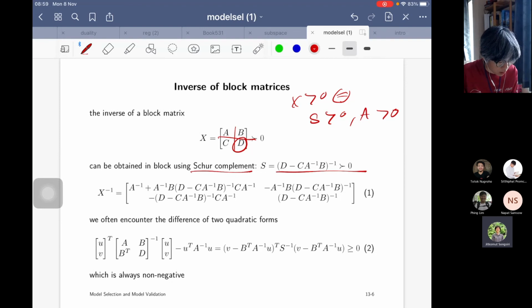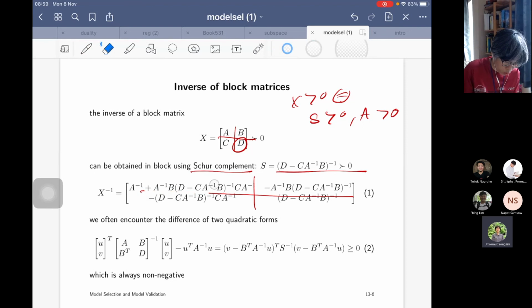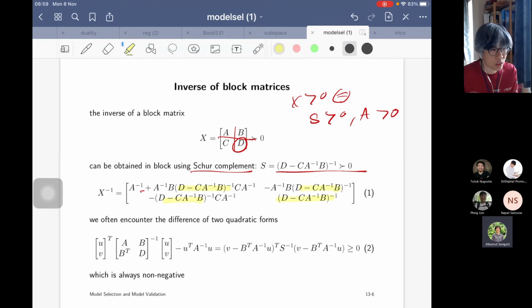The result of the inverse of block matrices says that when X is inverted, each block has an inverse in this way. And it involves a lot of Schur complements in the expression, as you see here.